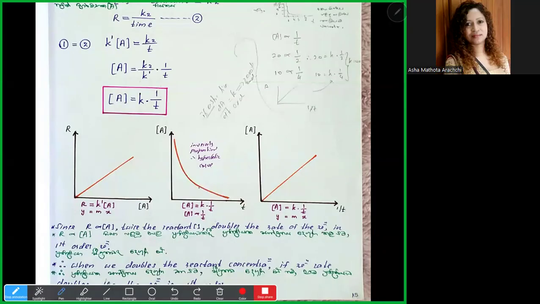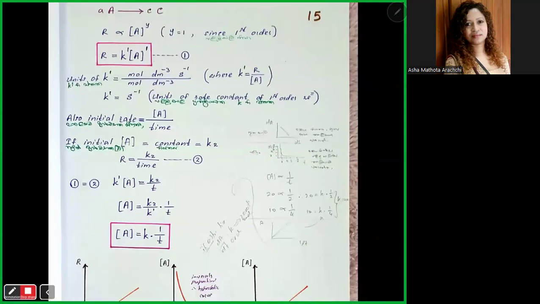But if you go with just the real a equals k into 1 over t, the reciprocal part, we already added 1 over t. Then y equals mx. A is the y-axis, 1 over t is the x-axis. Then again, you're going to get this y equals mx kind of graph. Understood? All right, let's copy.